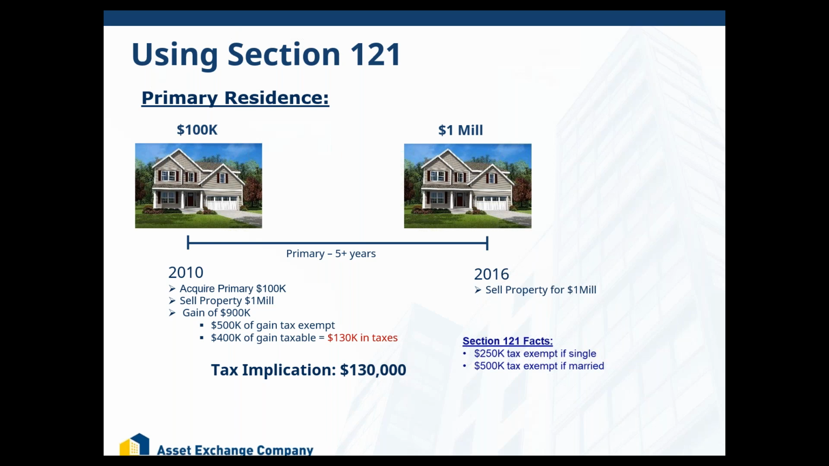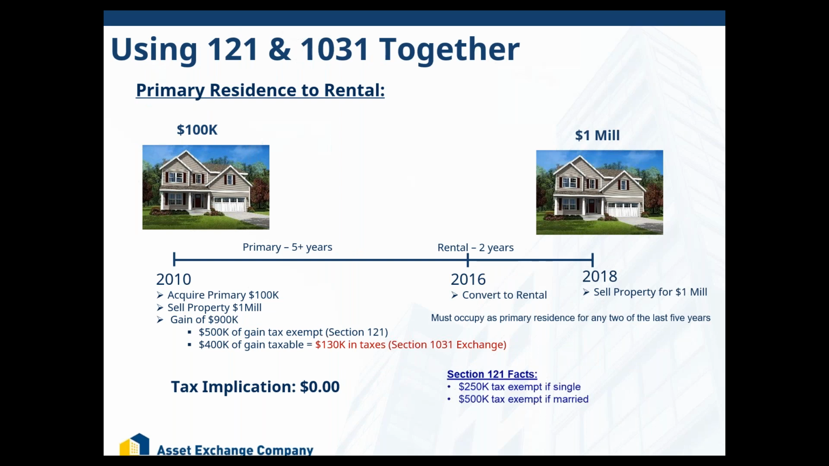Now, hey, what if we could do this? What if in 2016, instead of selling the property, we actually have the ability to convert that property over to an investment property, a rental property, right? Now, let's just say we rent the property out for 2 years, okay? And then we're going to sell it in 2018 after renting it for 2 years. Now, because we're selling it in 2018 and it's an investment property, guess what? It now qualifies for 1031 tax-deferred exchange, right?